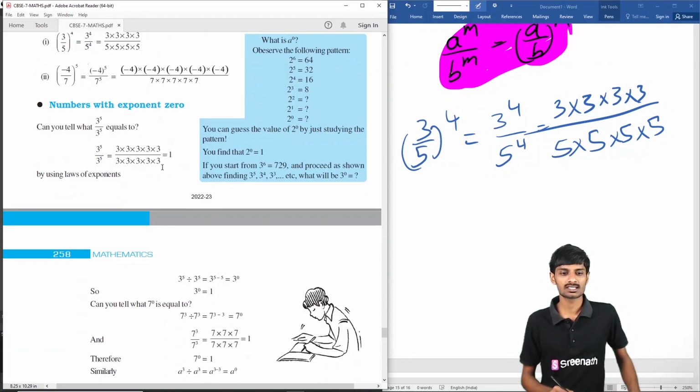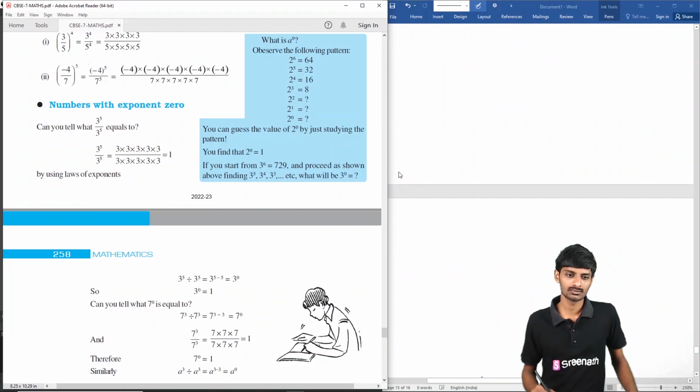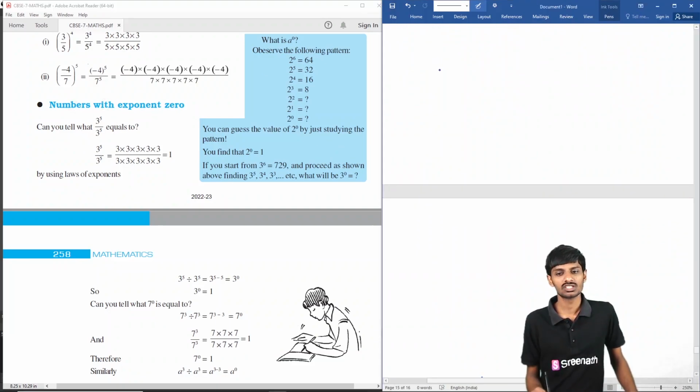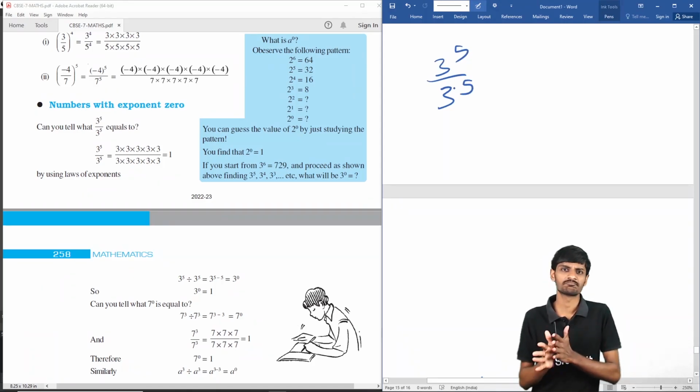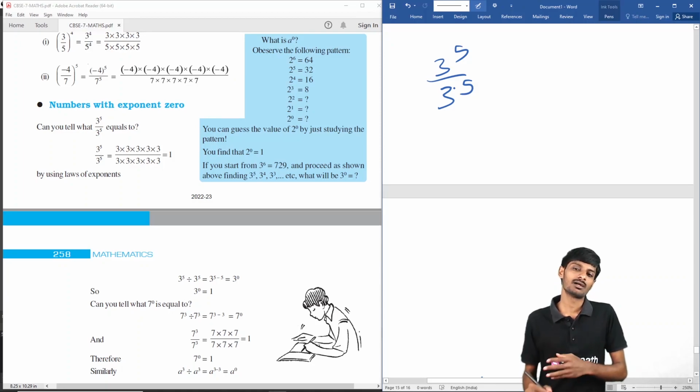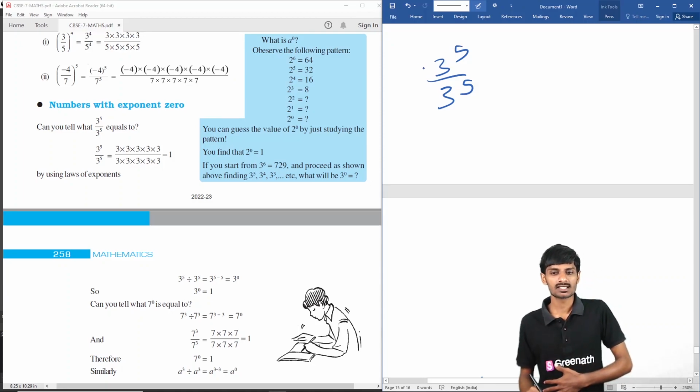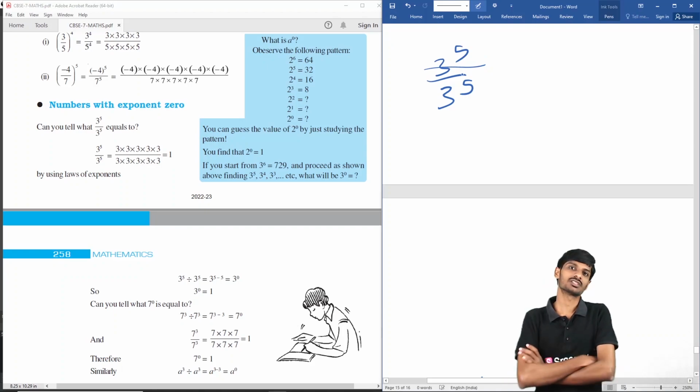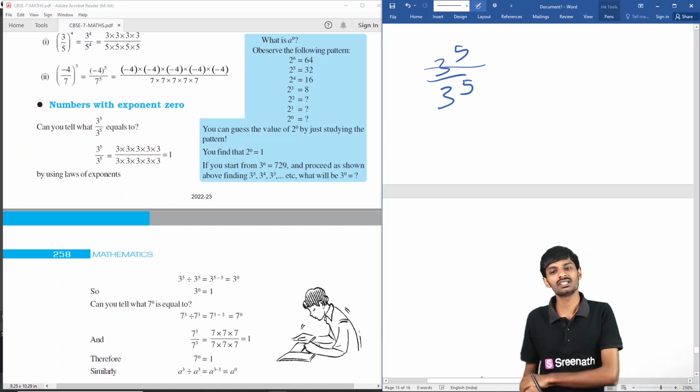So the next thing is numbers with exponent 0. Take 3 power 5 divided by 3 power 5. What is the answer for this? If you see here, the bases are the same and the exponents are also the same. So it is simply nothing but 1. 2 divided by 2 is 1. What, students? 1, no? Like that only.